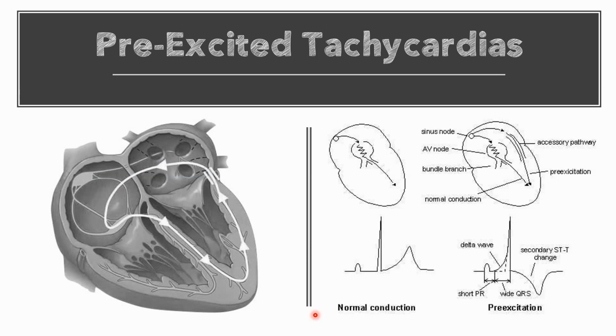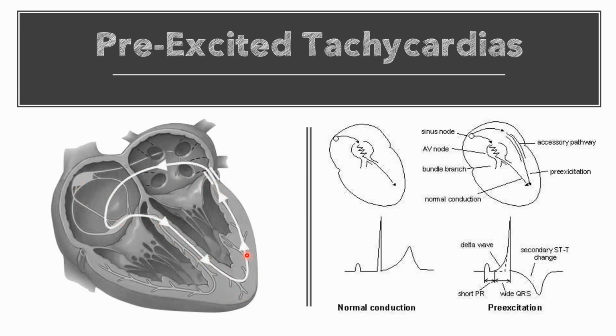Pre-excited tachycardias. So what are we talking about when we say pre-excited? We're talking about WPW. So patients with an accessory pathway. Generally, it comes down from the SA node to the AV node, and it travels through the bundle of His to the right and left bundle branches, and then the Purkinje fibers.